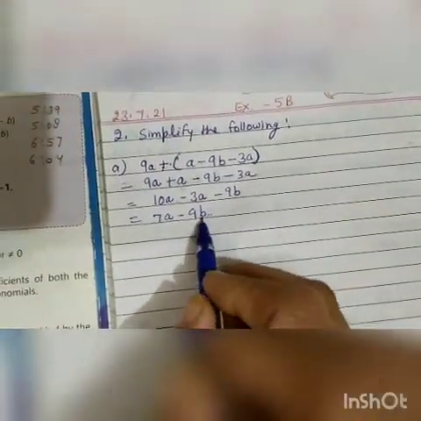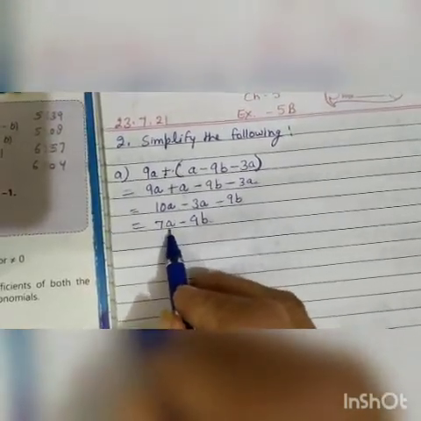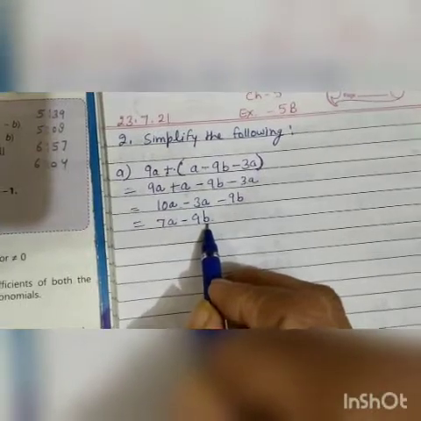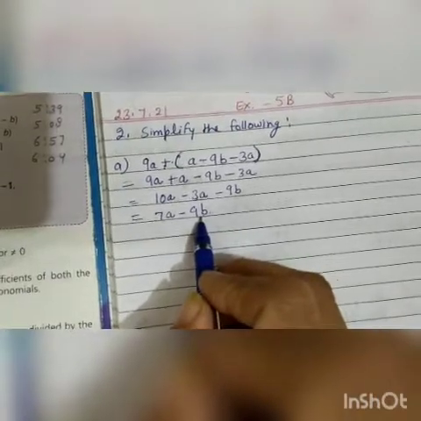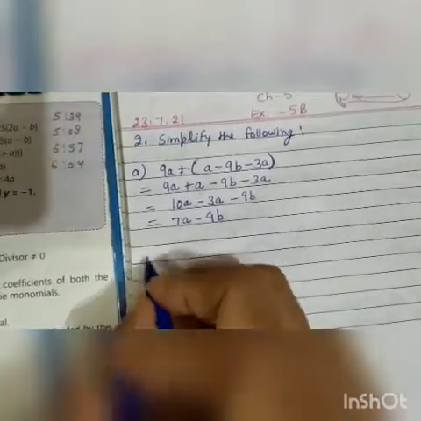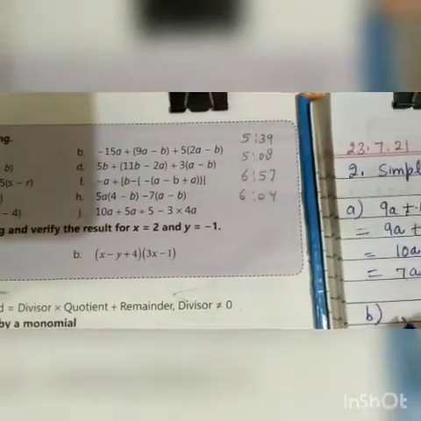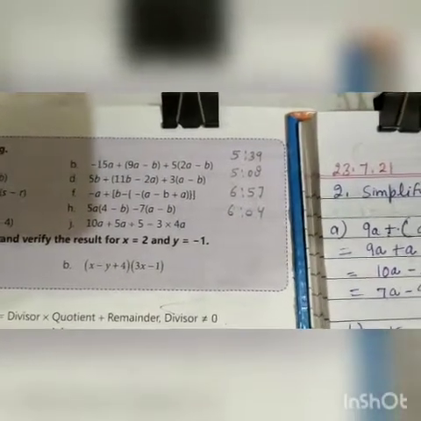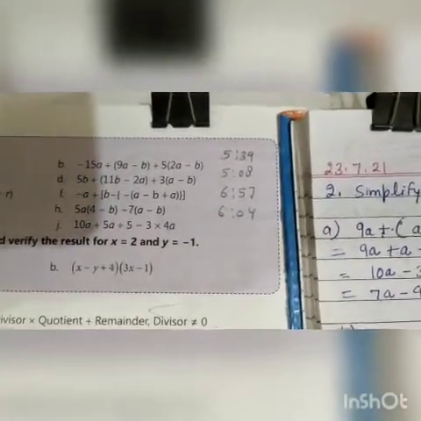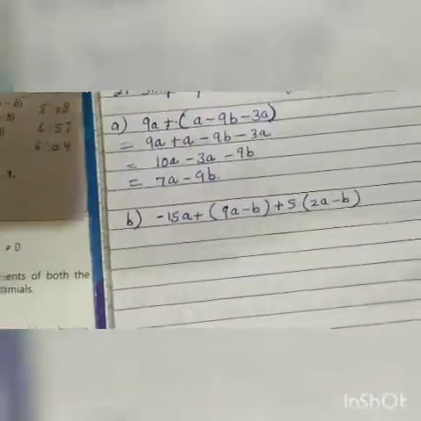Now these two terms are unlike terms. This is 7a. Here the literal factor is a and here the literal factor is b. So these two terms are unlike terms. No more simplification is possible. Clear? Now come to its b part. Its b part is minus 15a plus 9a minus b plus 5, then 2a minus b. I have copied this question here.